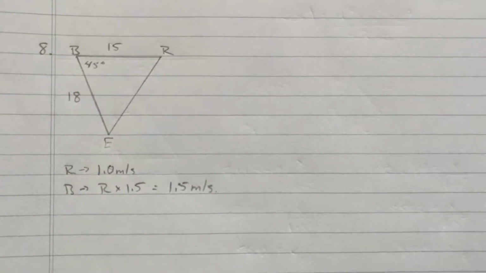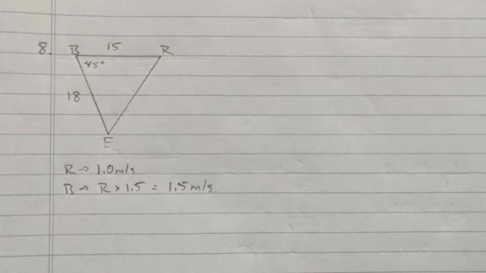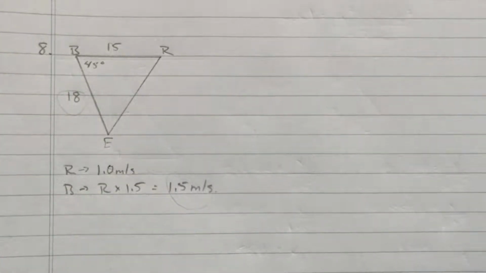There's our diagram. What we need to do here is determine who's going to get there first. Well, we have enough information for Biff. He's got to go 18 meters, and he runs 1.5 meters per second.